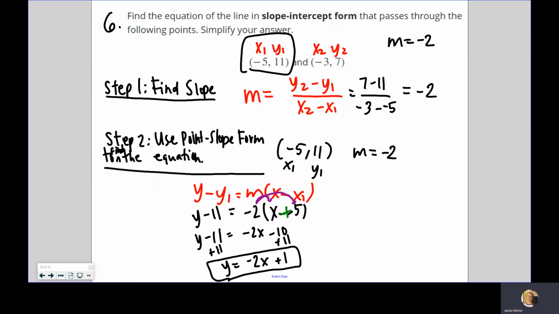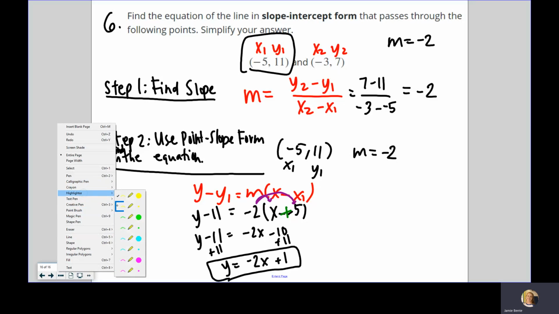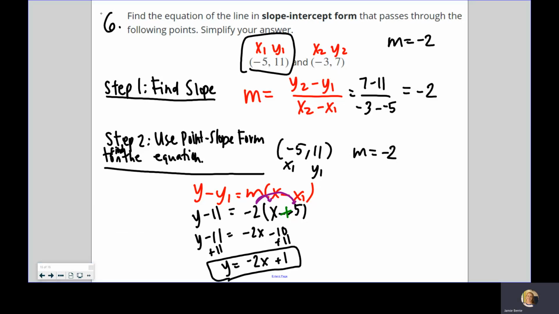So this, again, sort of combines everything that we've learned in this section. We have to find the slope. We have to use point slope form to find the equation. And then at the very end, we have to make sure it's in slope-intercept form. So it really combines everything that we've learned in this section. So this is a good test question since it combines everything into one.